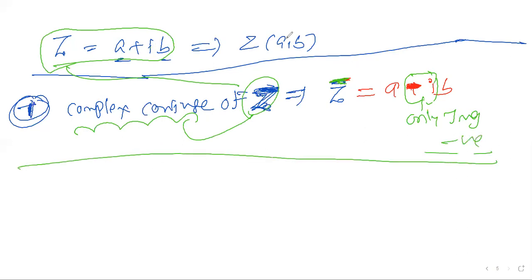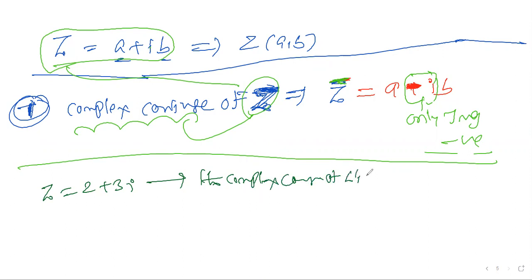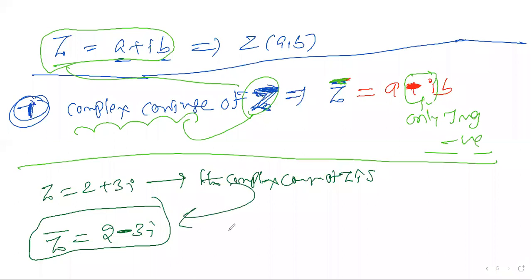Example, the question is Z is equal to 2 plus 3i. The complex conjugate of Z, Z bar, is equal to 2 minus 3i. This is how you need to find the complex conjugate. Till this clear, any doubt? Please remember, this is the first formula when you are doing the questions. Complex conjugate is finished. Next, second formula.